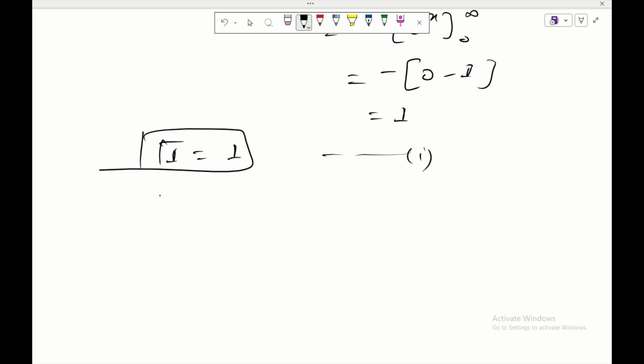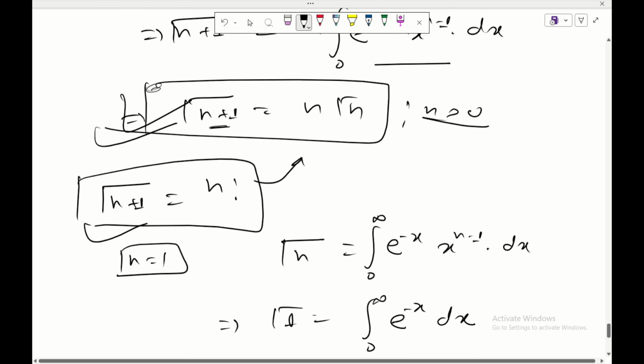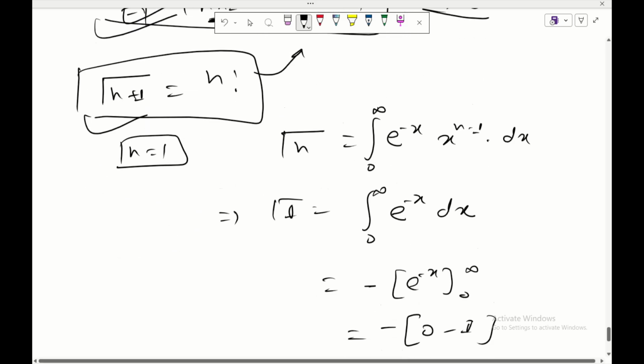Now we will find the value of gamma 2. Okay, so I can write 2 as 1 plus 1. Here, if I use the equation that we have proved earlier, I can write the value of n as 1, then we will get n plus 1, that is 1 plus 1.